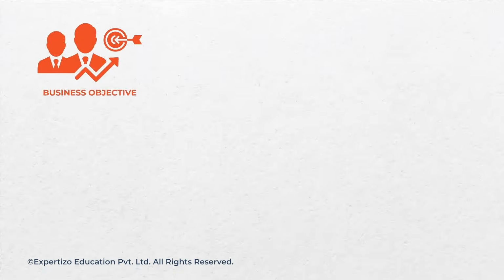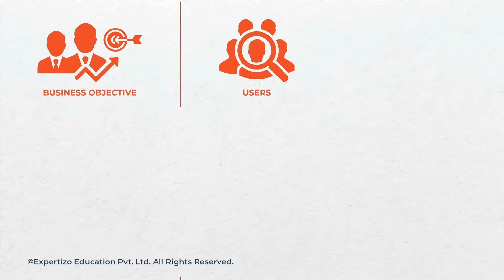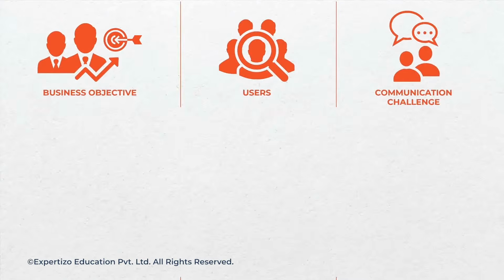So let's get started. We're now going to look at a few campaigns and break down what the business objective was, who the viewer for that ad was, and what was the associated communication challenge. Sound interesting? Let's get to it.